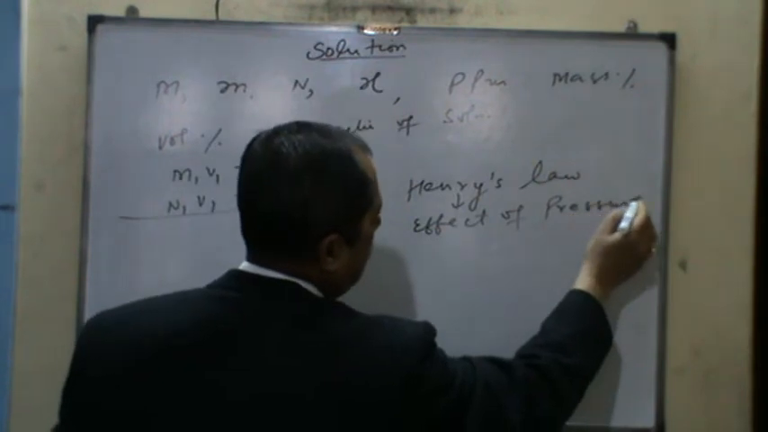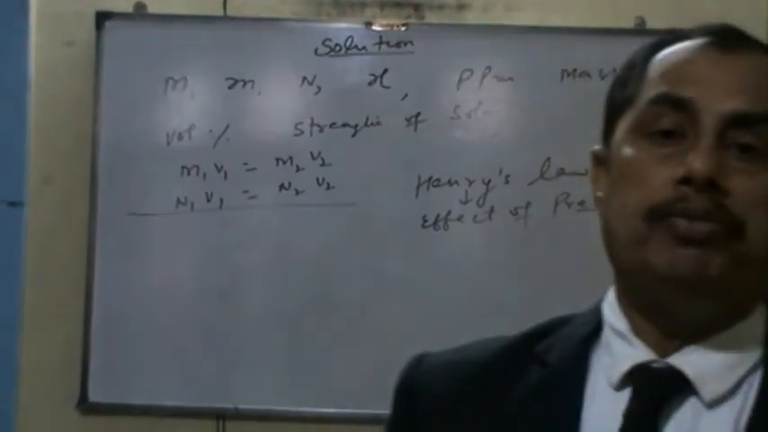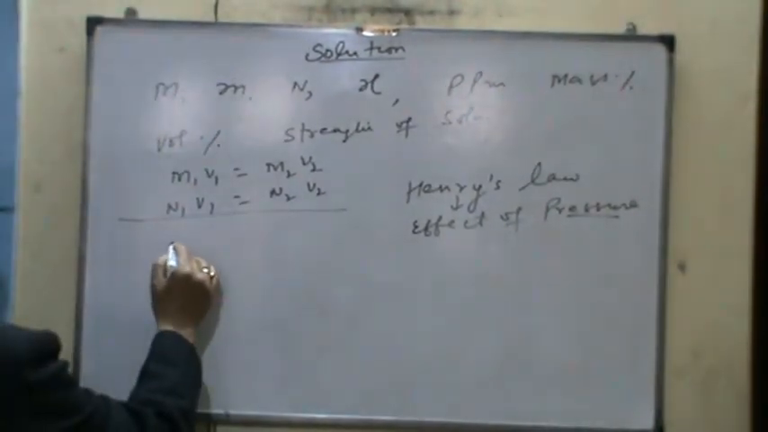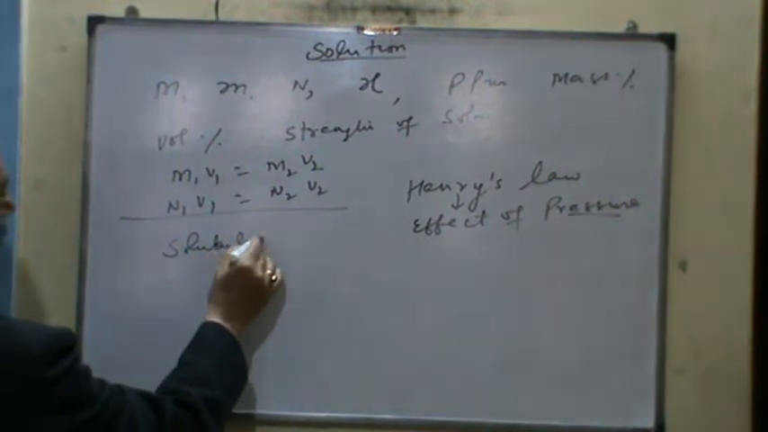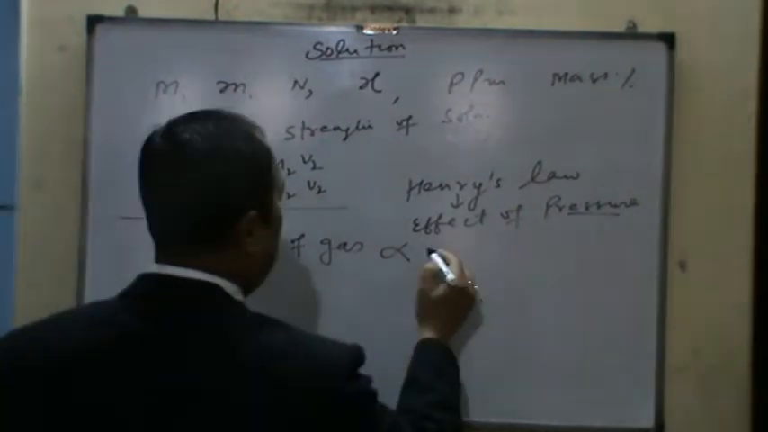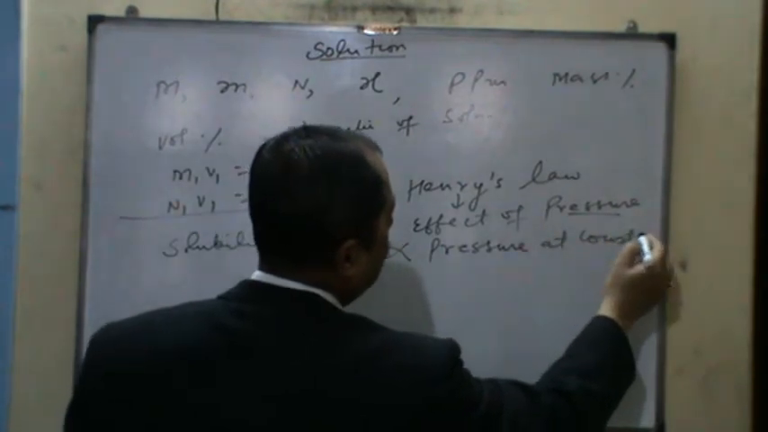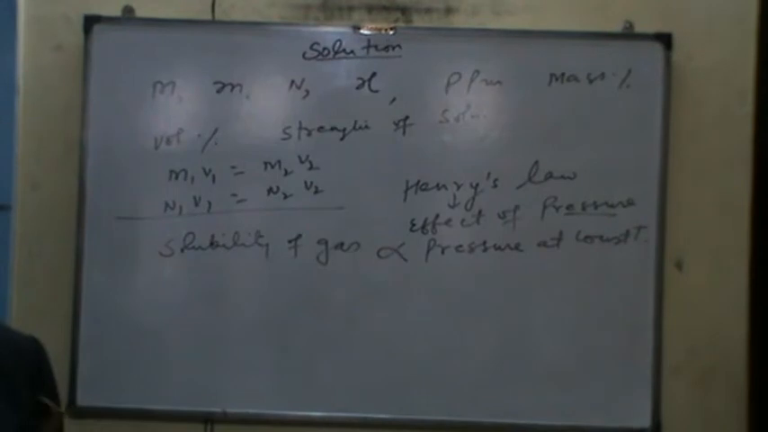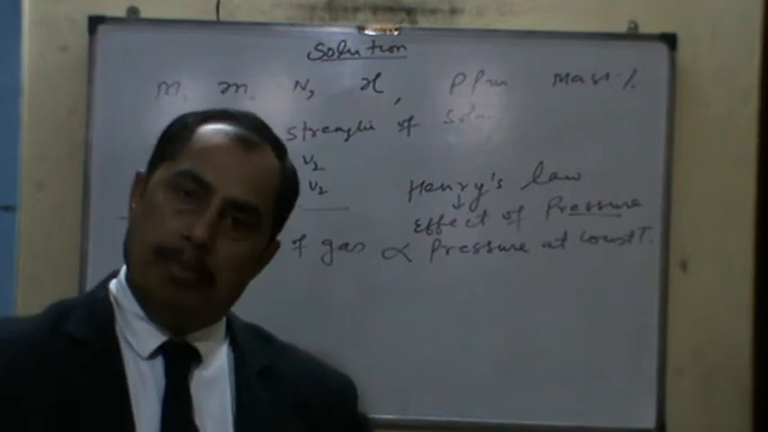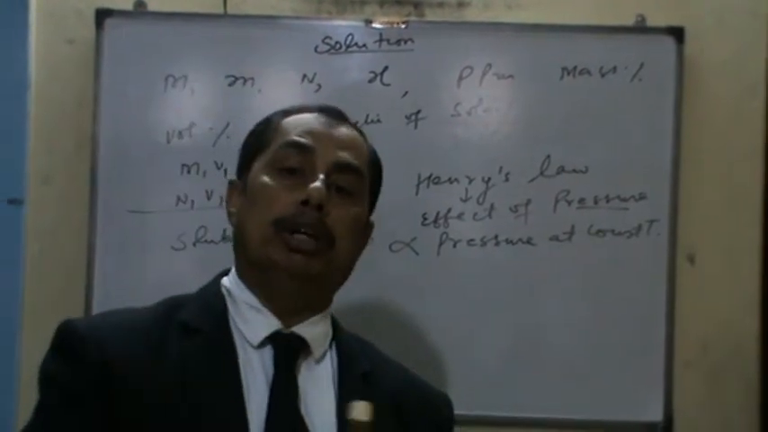Dear students, anybody can explain what's the effect of pressure on the solubility of gas in a liquid? So far as Henry law is concerned, the solubility of gas in liquid is directly proportional to pressure at constant temperature. That means pressure is directly proportional to the molecular mass of the gas. More the molecular mass, more the intermolecular force, more the pressure, and more the solubility.